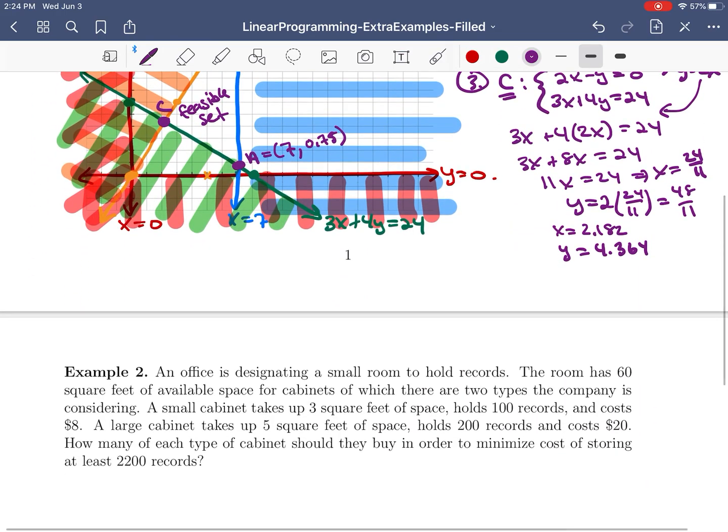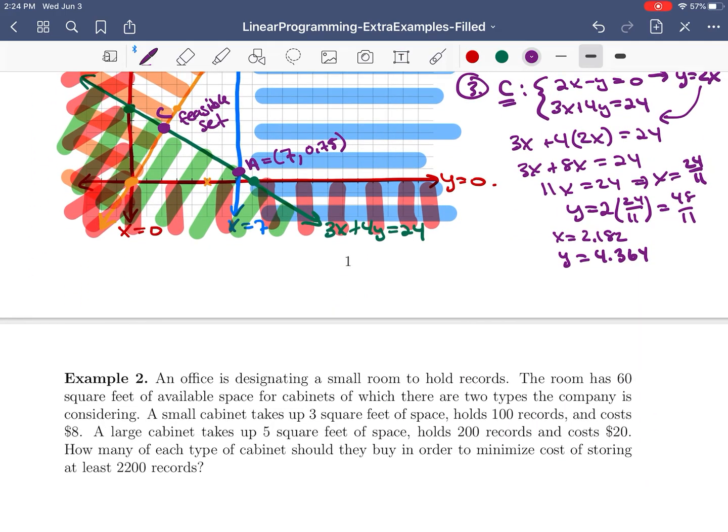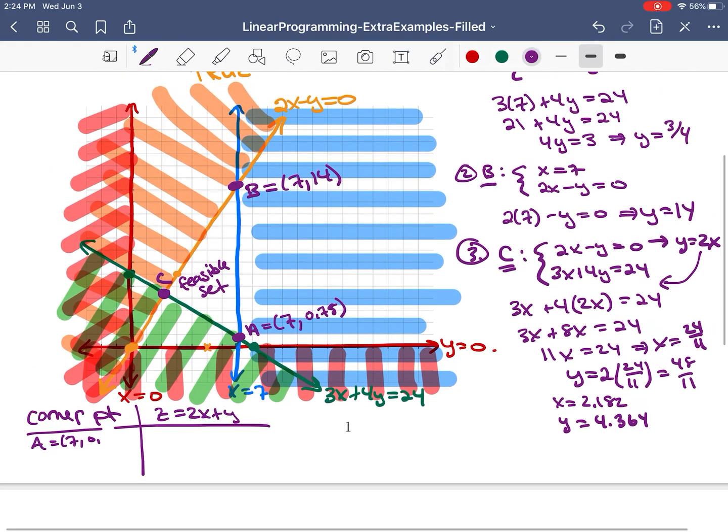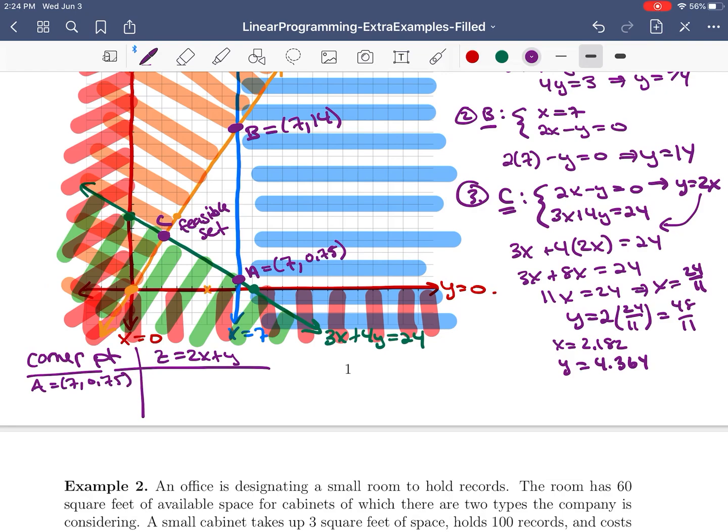So we want to find the minimum value, so what we want to do is just plug them in. We have our corner point, and then our z value, which is 2x plus y. So at corner point A, maybe I'll write this down. Corner point A was 7 and 0.75. So that's going to be z is 14.75.